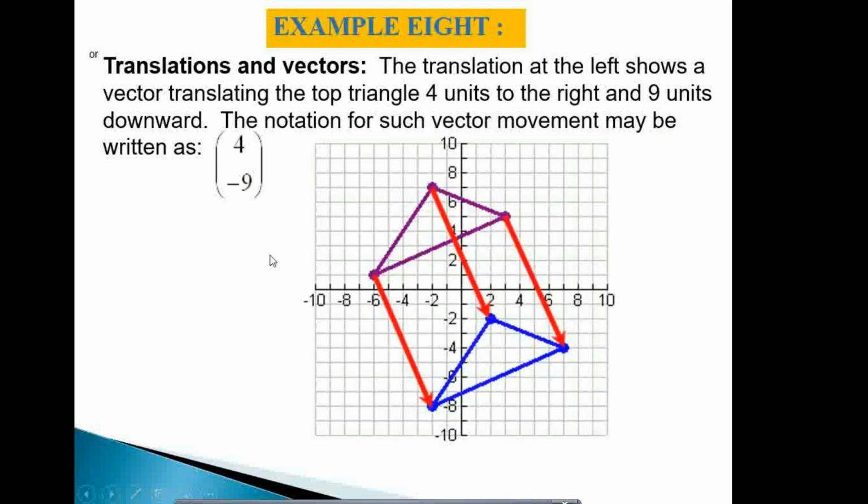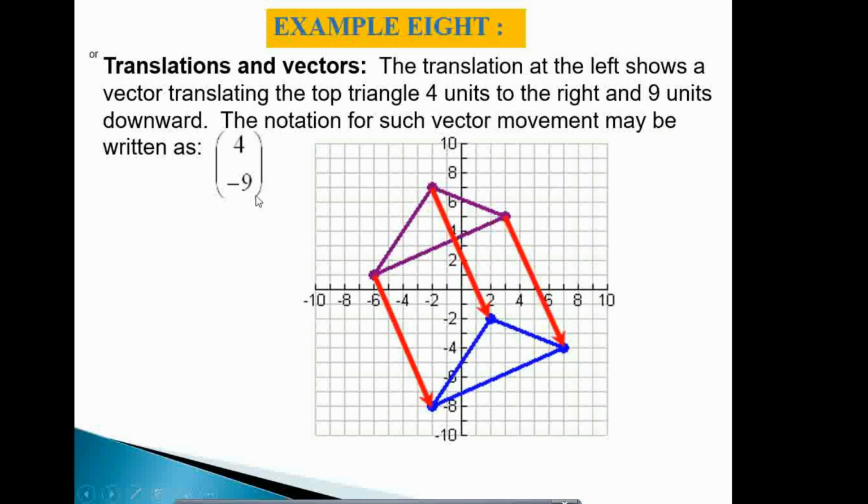And you can see that vector. You can see the triangle that has been translated downwards. So it has been translated from where the object is to the image. So this is a translation, and the translation vector has been given here as (4, -9).